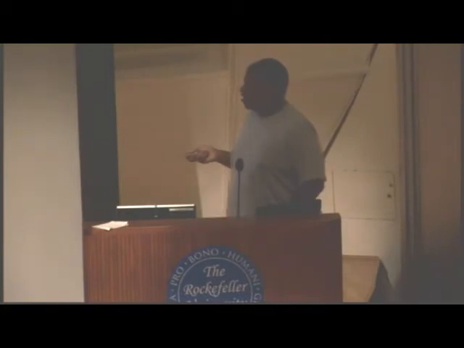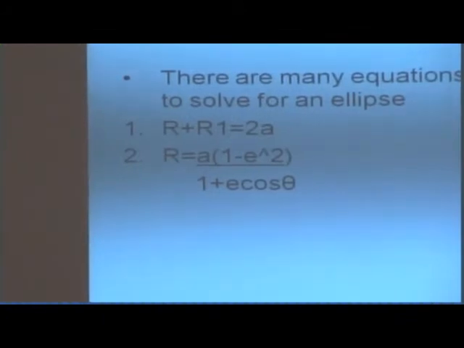As I mentioned before, there are many equations you can use to solve one ellipse. This is one of them. R plus R1 equals 2A. R equals A(1 minus E squared) over (1 plus E cosine theta). And theta, since it's not really a number.